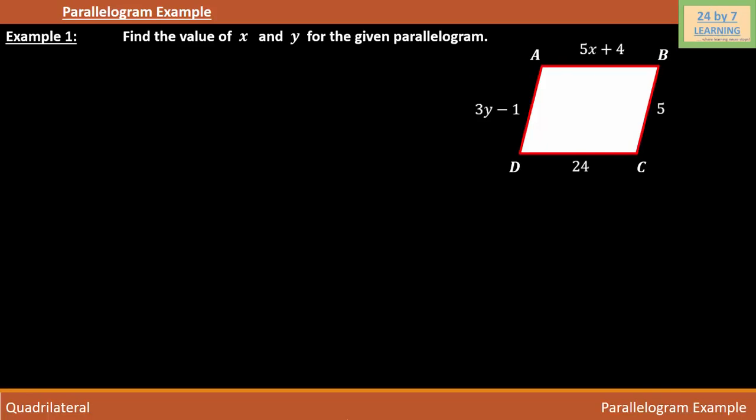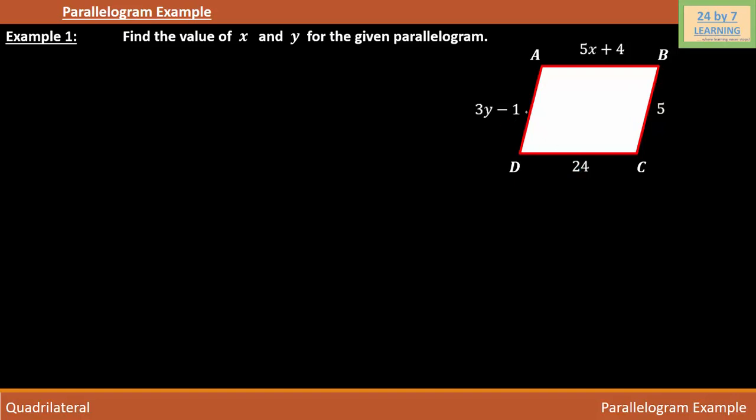In this video, we are going to talk about the examples of parallelogram. So let's begin. The example is: find the value of x and y for the given parallelogram, where you can see the parallelogram is given as ABCD, and the sides are given as 5x plus 4, 5, 24, and 3y minus 1.